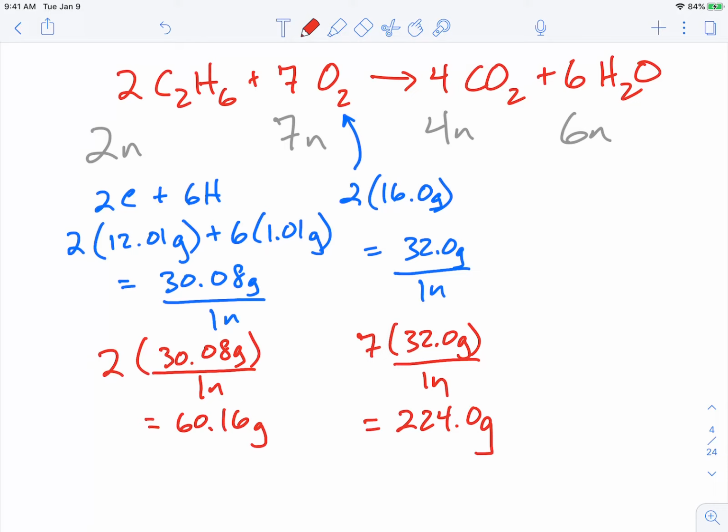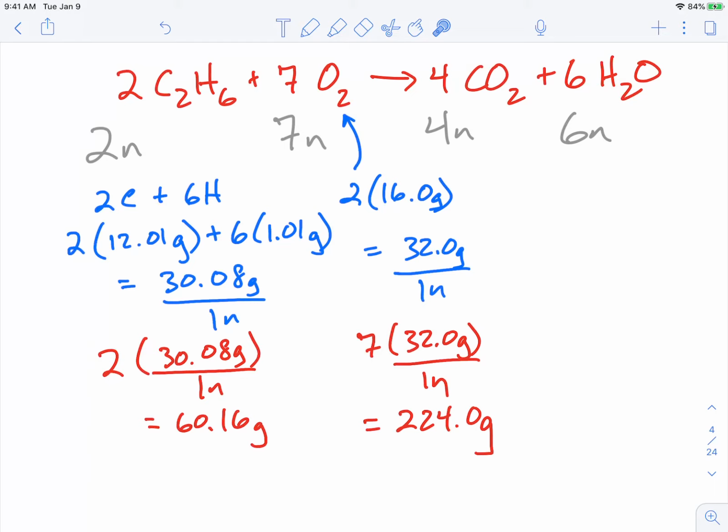then I would have to measure out 60.16 grams of C2H6 and 224 grams of O2. And when I mix those together, they would both get completely used up, and I would make 4 moles of CO2 and 6 moles of H2O.